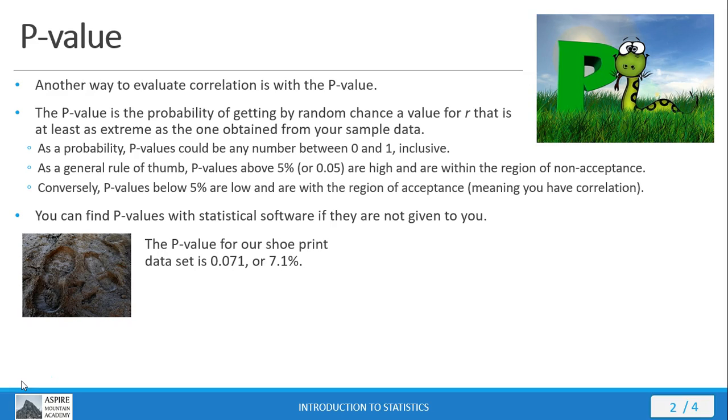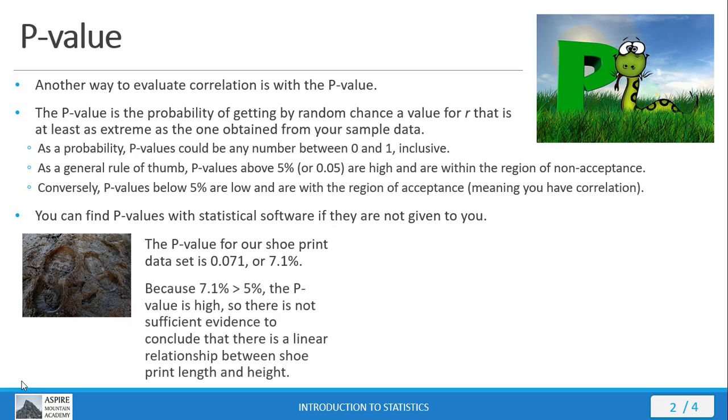Let's go back to our shoe print data set to illustrate how we evaluate linear correlation with p-values. The p-value for that data set is 0.071. This is the decimal form of the probability. Converting to percent form gives 7.1%. You just take that decimal point and move it 2 places to the right. We can now compare that with our 5% threshold.